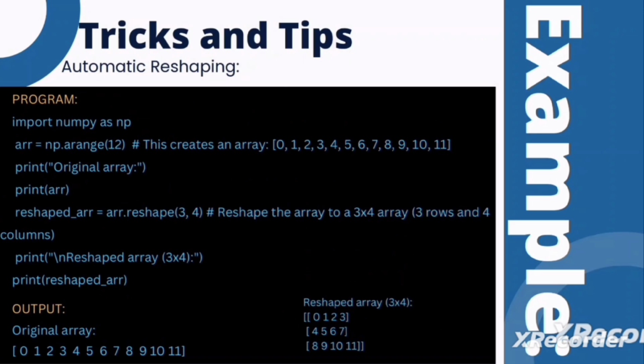So first we have simply used np.arange(12). It will create an array from 0 to 11. And now using array.reshape(3, 4), we have reshaped the array to a 3 cross 4 array and printed them. So it will give the output as given here. Left hand side is our original array and right hand side our reshaped array of 0 to 11.